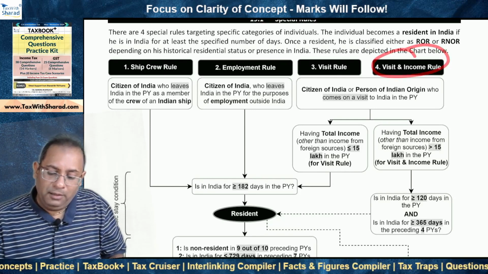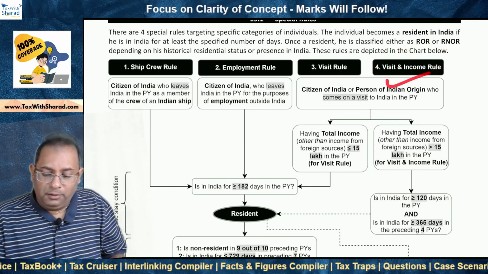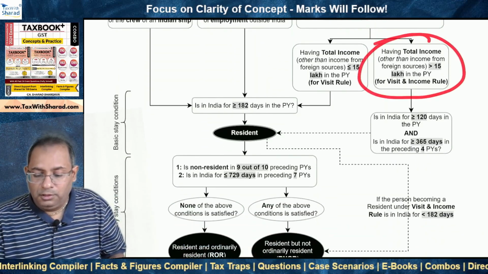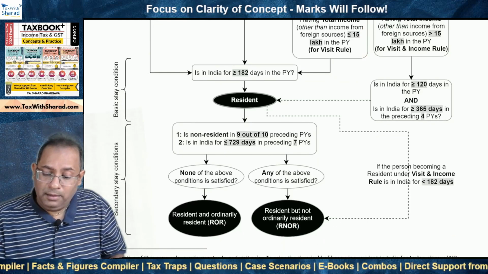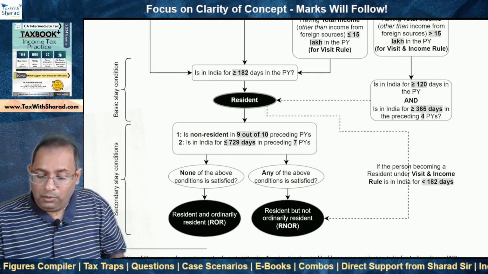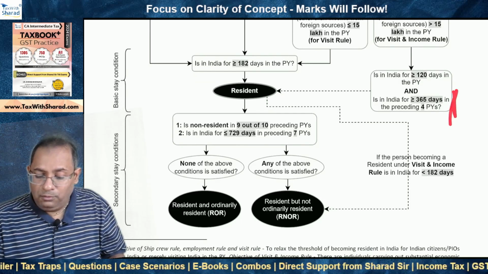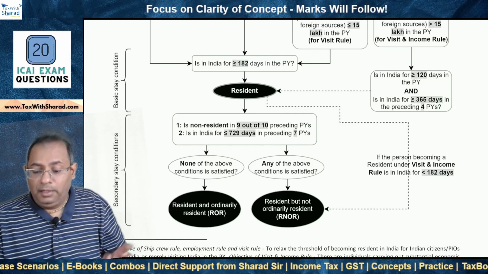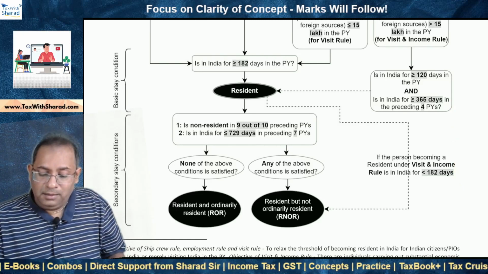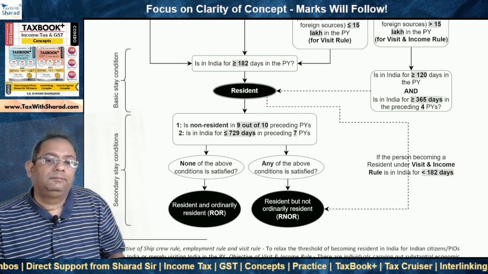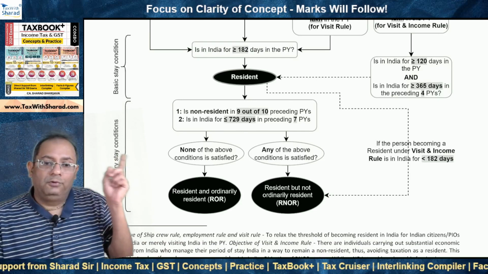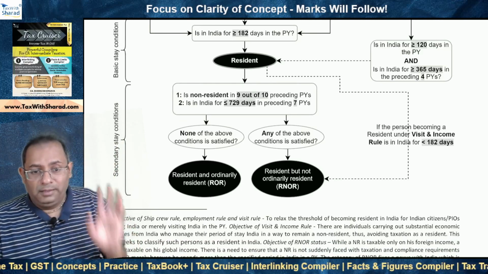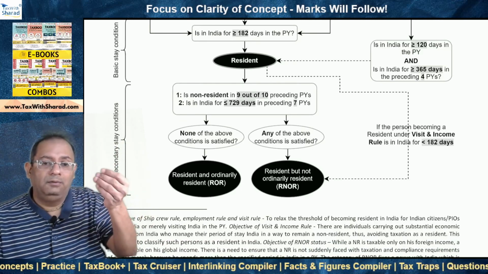Visit and income rule is applicable. The person is a citizen of India or the person is a PIO and he comes on a visit to India in the previous year and total income other than income from foreign sources is more than 15 lakh in the previous year and he is in India for 120 days or more in the previous year and 365 days or more in the preceding 4 previous years and 182 days or more in the current previous year. That means in such case visit and income rule will not apply. And what will happen? We will move to the 182-day general rule and there the person will become a resident because the threshold there to become a resident is 182 days or more.